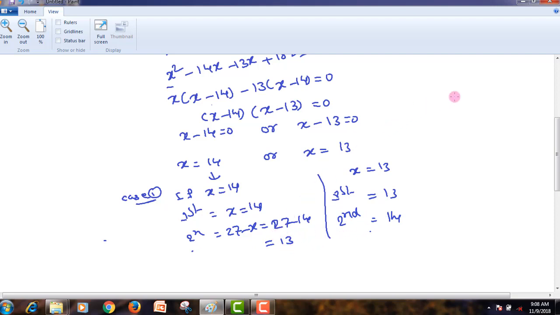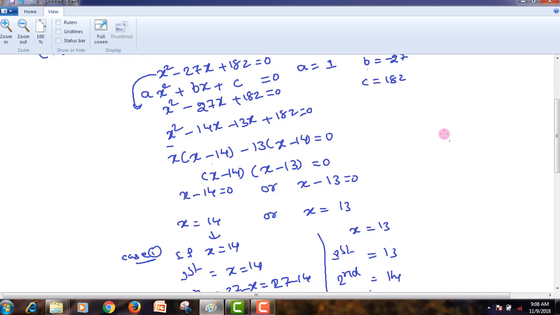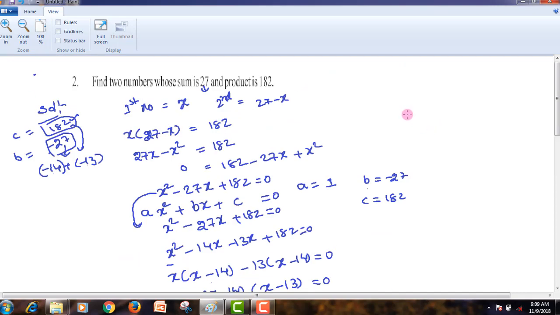So, what are the values whose sum gives you 27 and product is 182? That is 13 and 14.